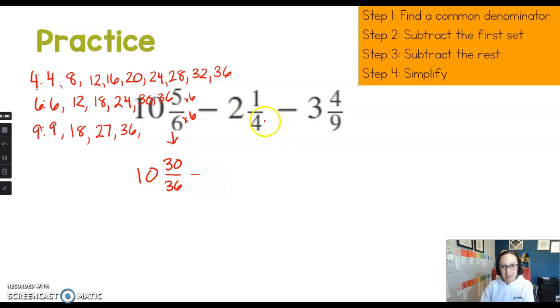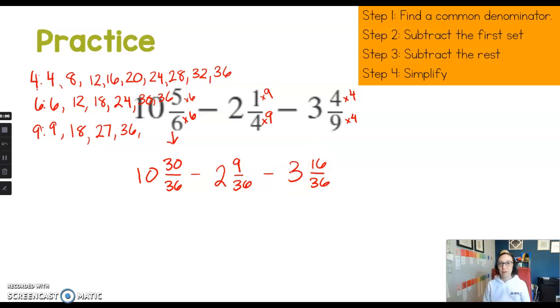I'm going to subtract 4 times, what did I just say? 9. And I need to do the same to my numerator. So 4 times 9 is 36. 1 times 9 is 9. And so we go 2 and 9/36. And we're going to subtract 9 times 4, 4 times 4. Okay, well, our denominator will be 36. 4 times 4 is 16. And our whole number stays the same. We don't have to deal with our whole number.